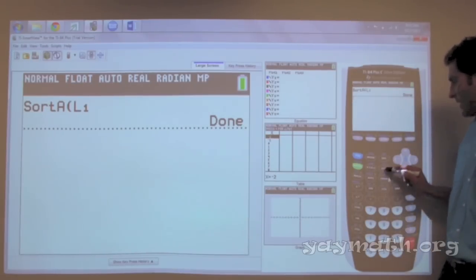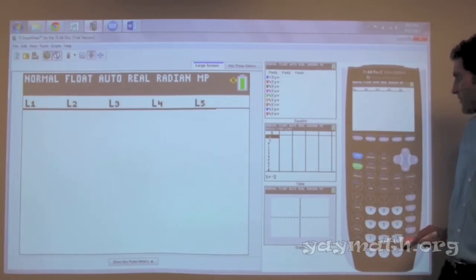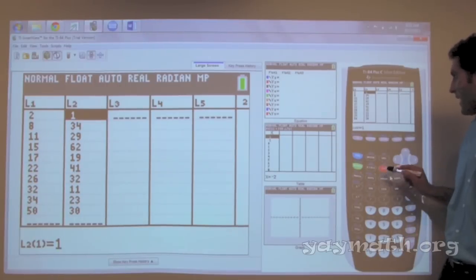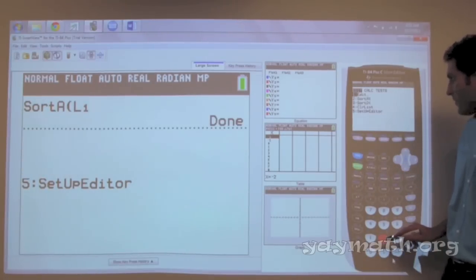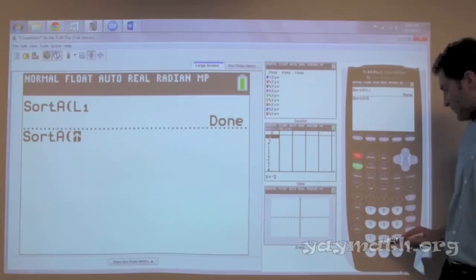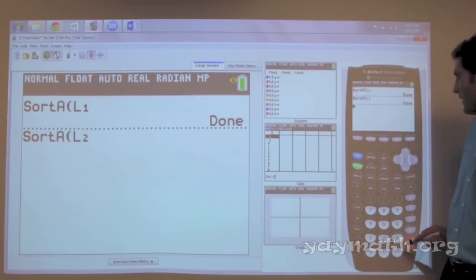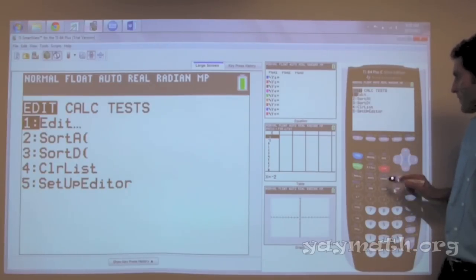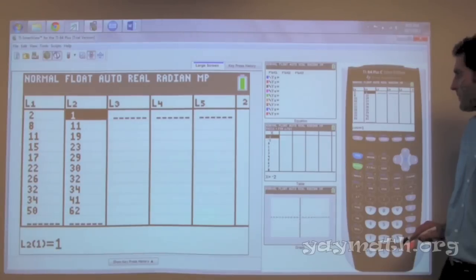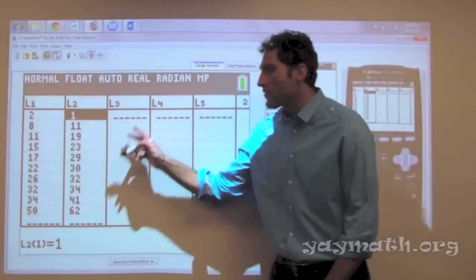Let's go ahead and sort the next one. Stat, sort, oh, I didn't do it. Stat 2, L2. And now let's look at it again. Hopefully they're both sorted. Yeah. They are, great. So here they are sorted.